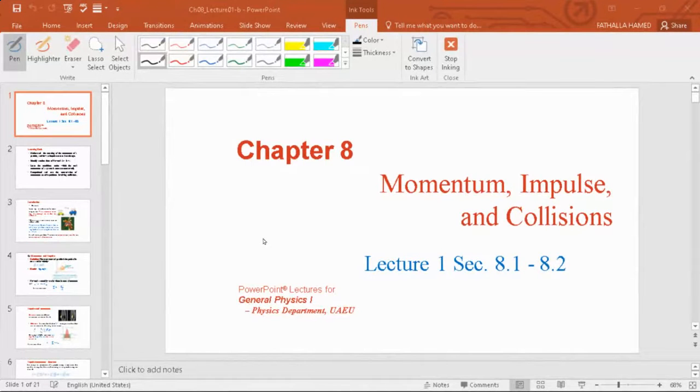Today we will look at the first lecture of chapter number 8, and this chapter basically deals with momentum, impulse, and collisions.